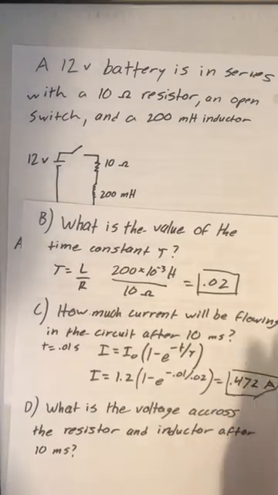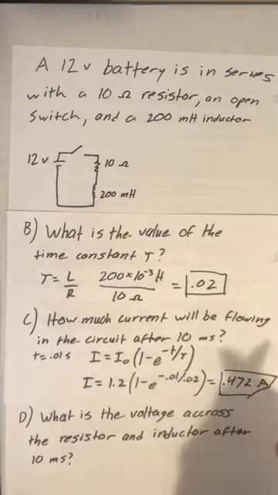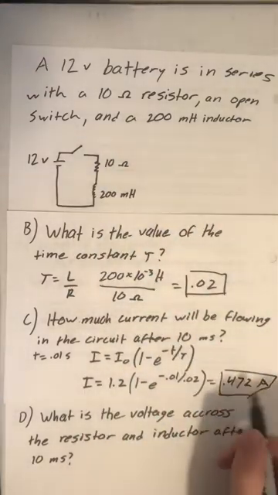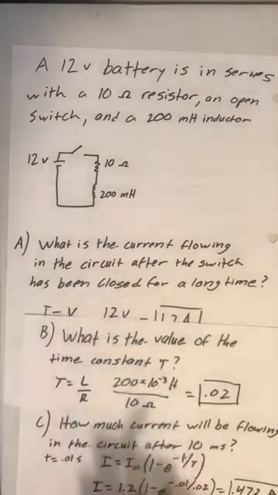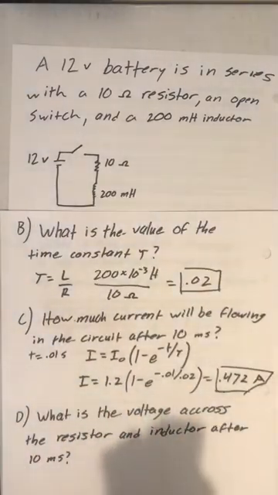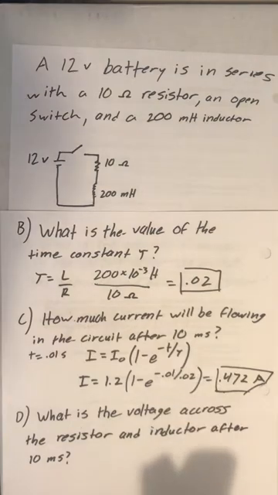So see, at 10 milliseconds, we're still taking current away from the circuit in order to form that magnetic field, so this is going to be less than the 1.2 amps that we're going to reach eventually. So part D, what is the voltage across the resistor and inductor after 10 milliseconds?